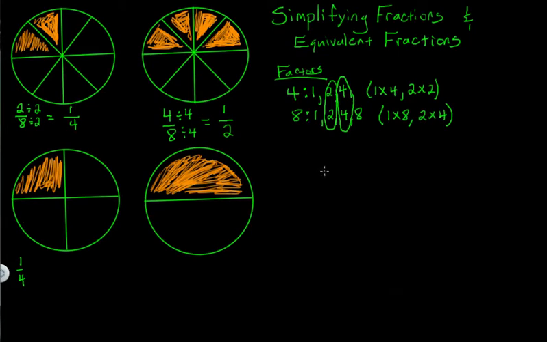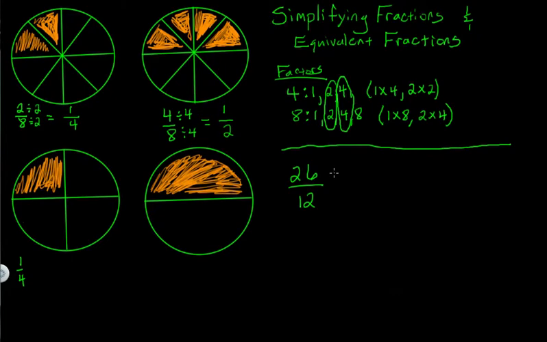All right, so let's look at some other examples of simplifying fractions. Simplifying fractions gives us an equivalent fraction in simplest form. So let's look at the improper fraction 26/12. For 26/12, we want to see if we can find the greatest common factor between 26 and 12.